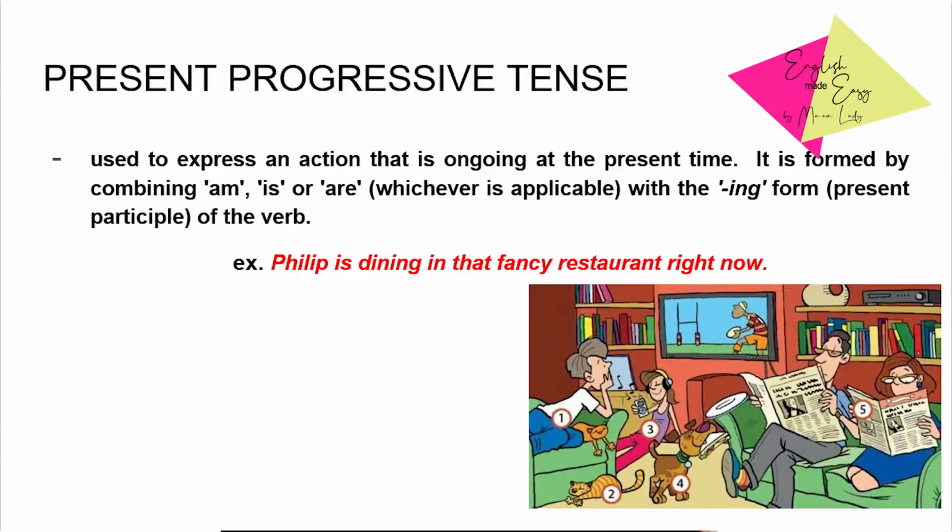So for example, Philip is dining in that fancy restaurant right now. So time indicator is right now. According to the definition, it is an action that is ongoing at the present time. Nangyayari siya sa mga oras na ito. So si Philip ay kumakain sa restaurant na yon ngayong mga oras na ito.